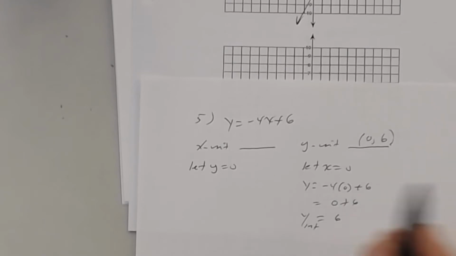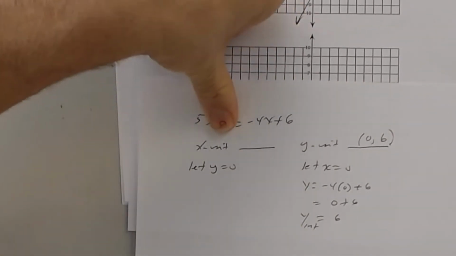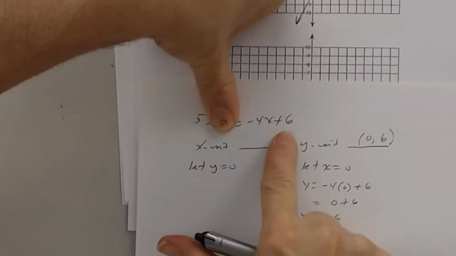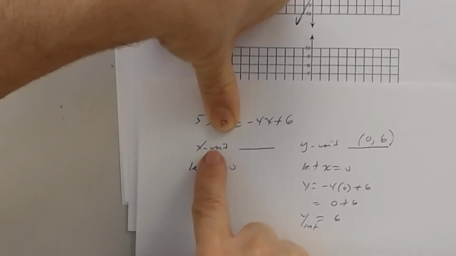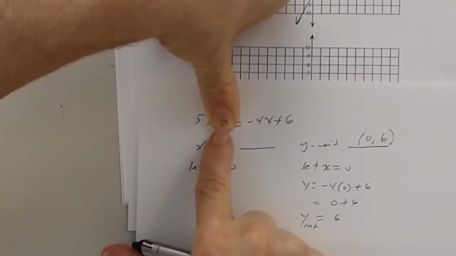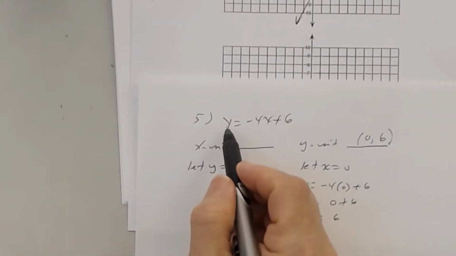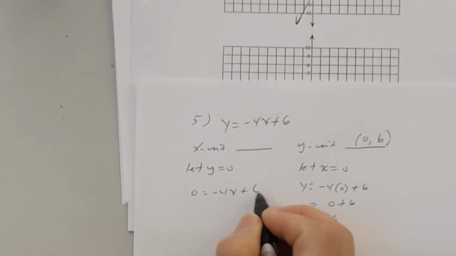All right, x-intercept. Now this time, remember we just talked about if I let y equal 0 and I cover up that term, don't let that confuse you. The equation you see is negative 4x plus 6 equal what? 0. That's what you see. You see a 0 there. So when I let y equal 0, this is a 0. So I get 0 equals negative 4x plus 6.